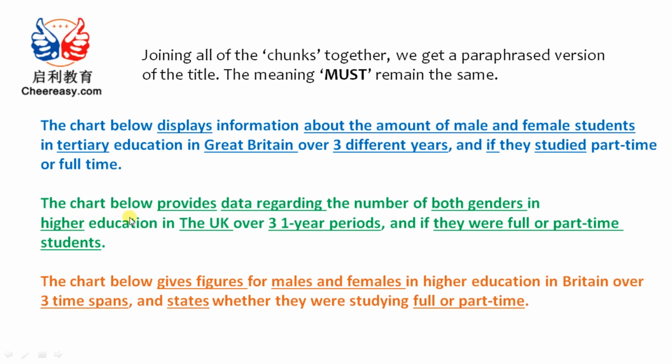The second one, the chart below provides data regarding the number of both genders in higher education in the UK over 3 one-year periods, and if they were full or part-time students. The chart below gives figures for males and females in higher education in Britain over 3 time spans and states whether they were studying full or part-time. So here, instead of saying full-time and part-time, we've just removed the time and used full or part. We've just used these adjectives to describe the time. So we can also do that.